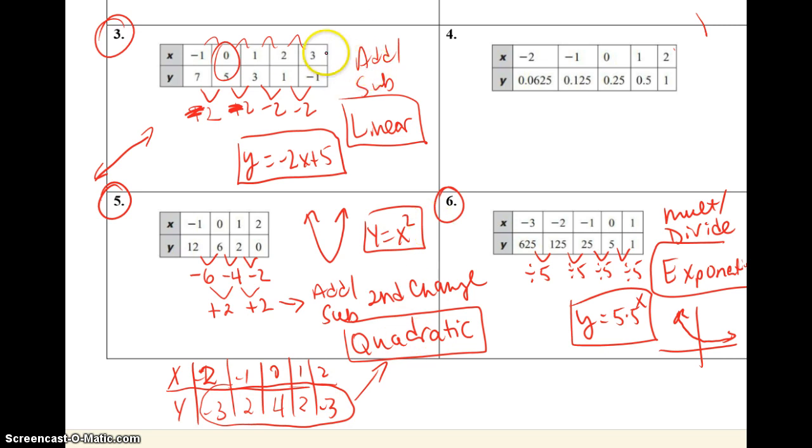So once again, for the tables, like number 3, you add or subtract, it's linear. For number 5, for a quadratic, you'll either see symmetry or you'll see the second tier change. And then on number 6, it's exponential because you see the multiplication or division.